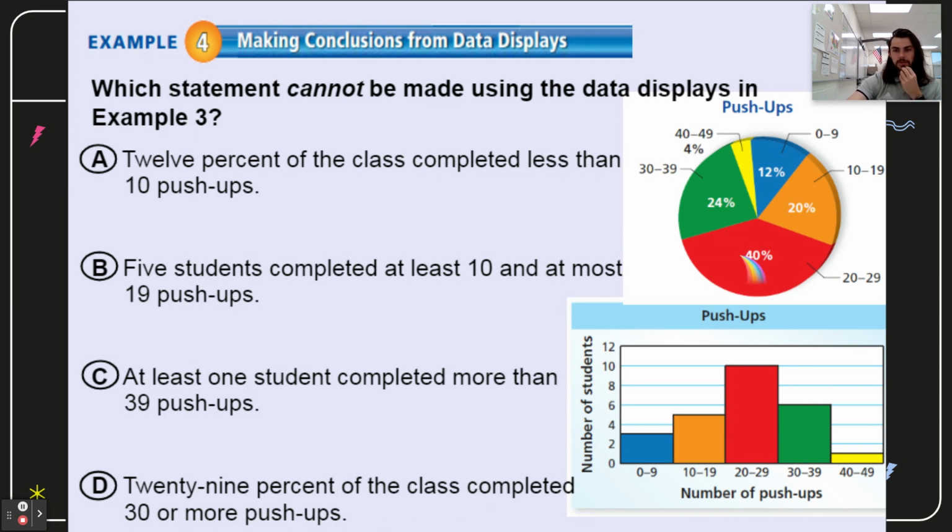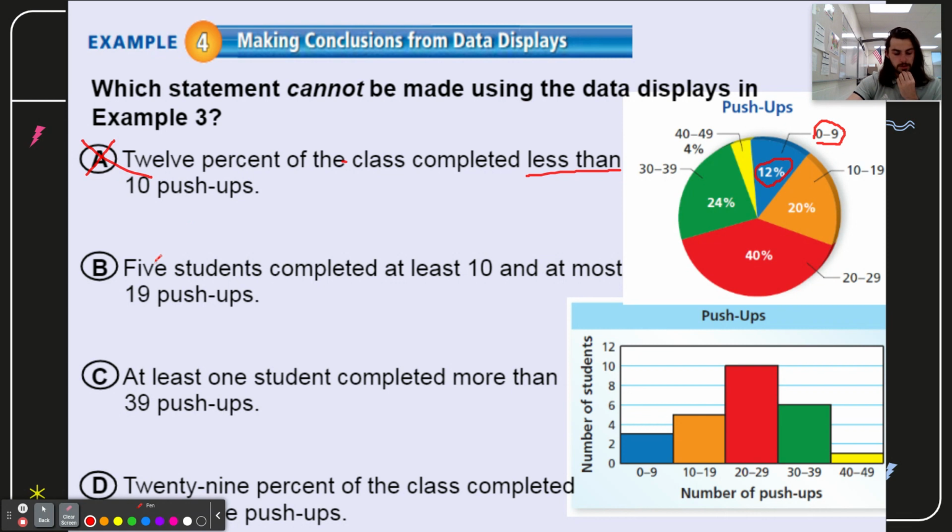So the circle graph, let's look at number 1. The circle graph tells me what I'm going to know. 12% is right here inside that circle graph in blue. So our circle graph is 12%. 12% of the class completed 10 push-ups. No, less than 10 push-ups. Oh, look, 0 to 9, that's less than 10 push-ups. Hey, look, 12%, so that's not it.